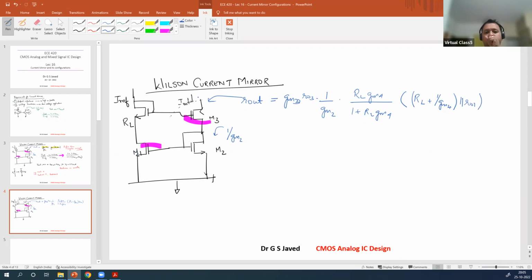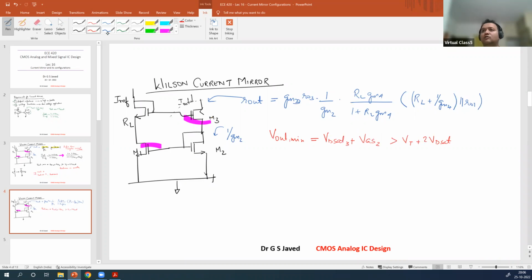Once this is done, now we will have again, what does the V out min? V out min, if you see, is identical to the previous one. So this has not undergone any change. So that would be VD sat 3 plus VGS2, right? VD sat 3 plus VGS2, that will be greater than VT plus 2 VD sat. This has not undergone any change, but the resistance has undergone some change.